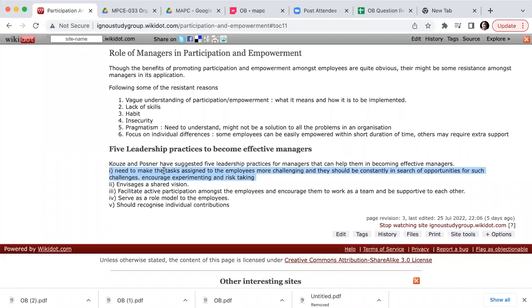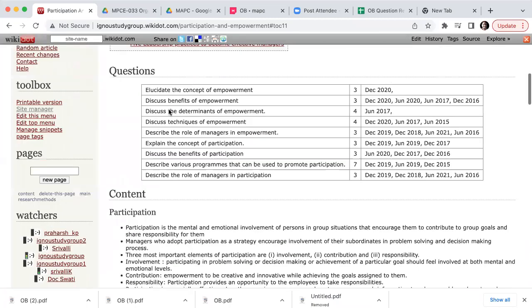And an effective manager envisages a shared vision, not his own vision, a shared vision. He facilitates active participation among employees, encourages them to be part of the team, and supports them. He himself is a role model to the employees. And if somebody is making a contribution, he should recognize that. So this is unit 1 of block 2.